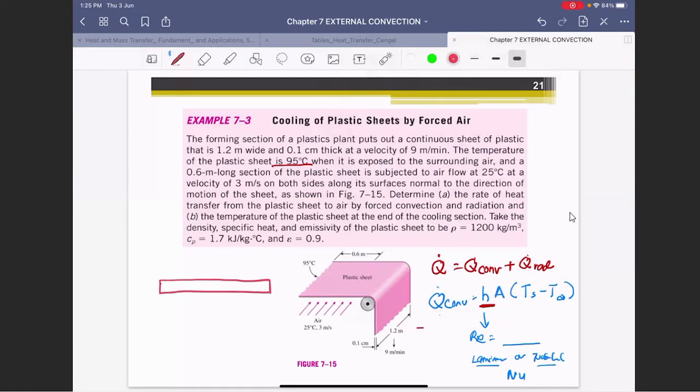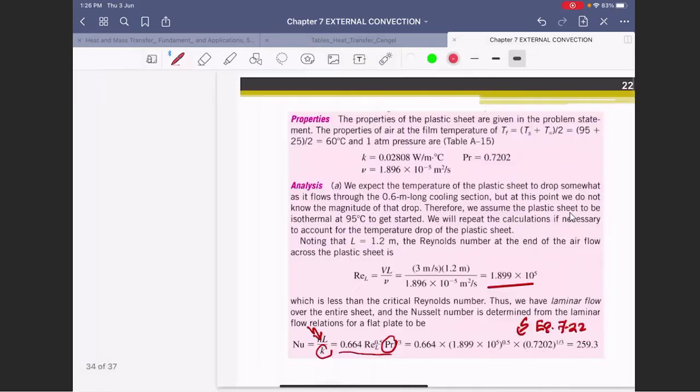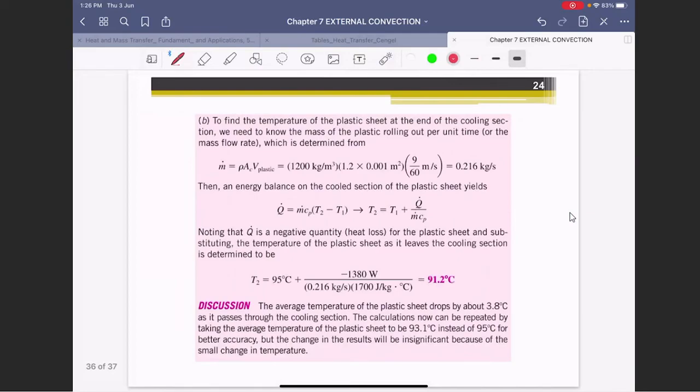Okay, this is your plastic sheet, and let me read again: determine the rate and the temperature of the plastic sheet at the end of the cooling section. Let's say this is the cooling section on this part. So what is the temperature after passing the cooling section? That is what the question wants us to find out. Cooling, kan, it wants to cool down the plastic sheet. Boleh faham tak yang tu? Saya go back to this part. Boleh faham ke tak?